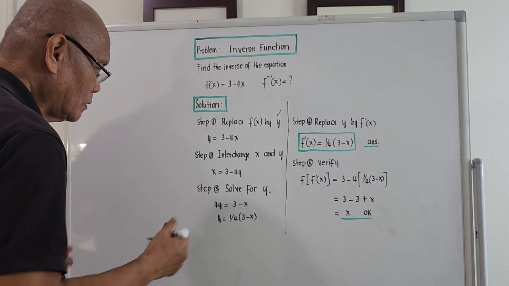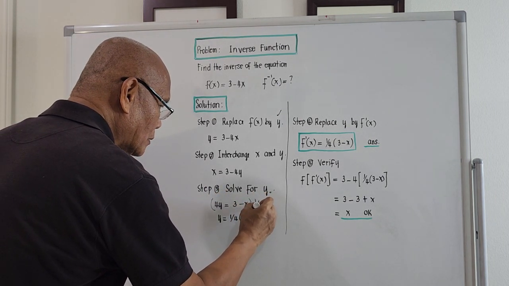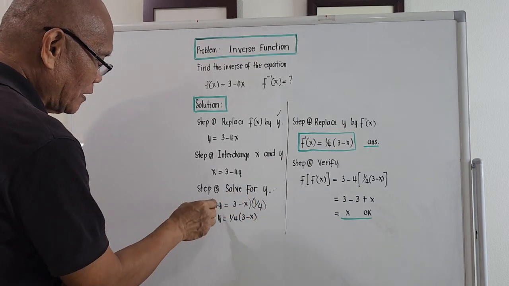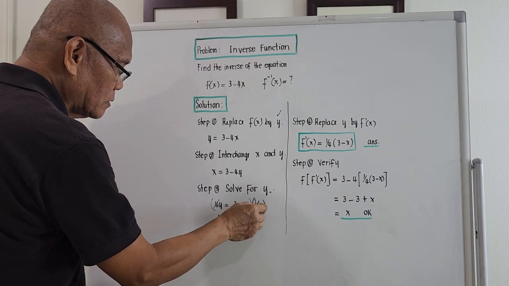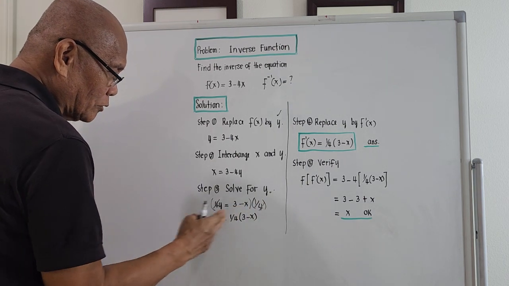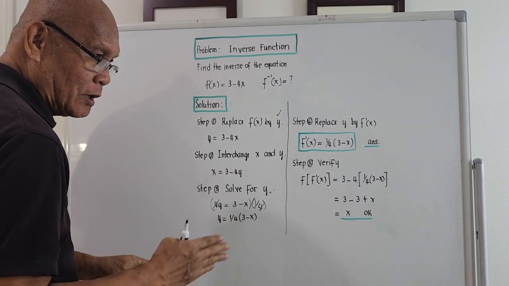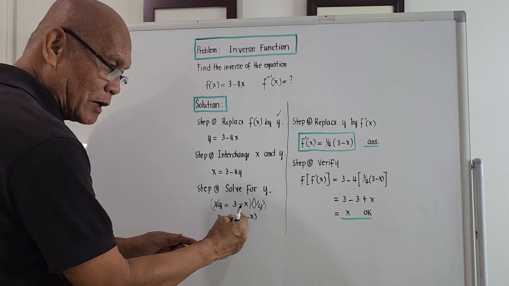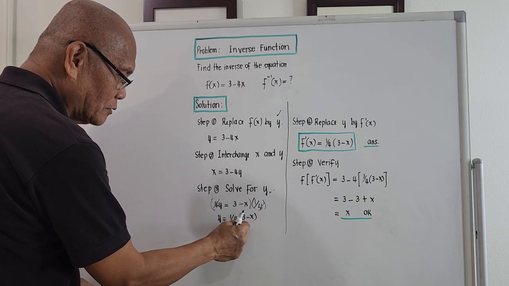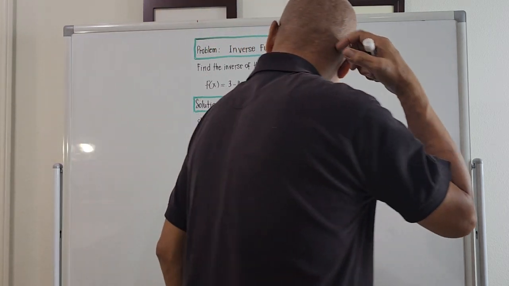To compute for y, we must multiply all terms by 1/4. So on the left hand side, this 4 here cancels with this. What remains will be y equal to, for the right hand side, we don't have to distribute it. We will just place 1/4 as a coefficient. So this is 1/4 times the quantity 3 minus x. That's step number 3.